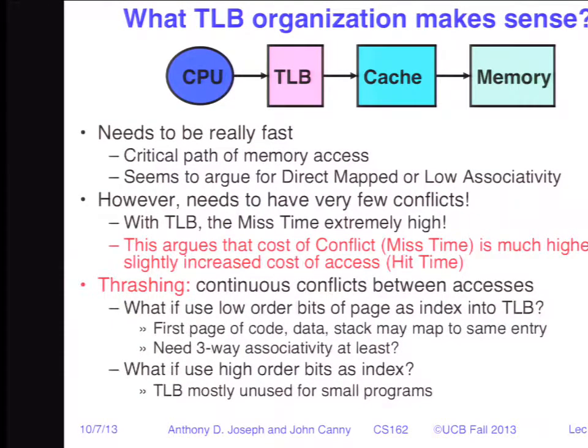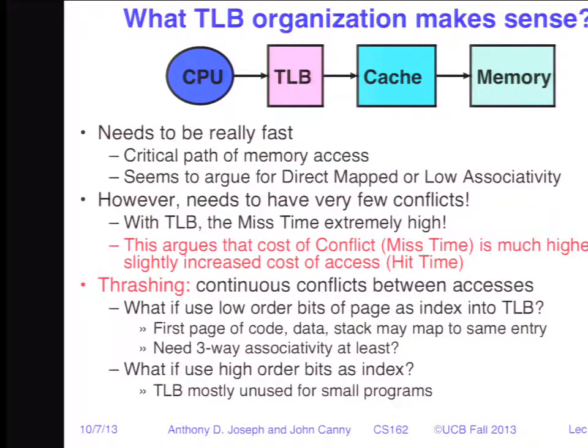So the problem that we can have is if we have to pick some bits to use as our index, right? So if we pick the low order bits to use as the index, then we'd have lots of collisions between the different regions of a program. The first page of code, first page of data, first page of the stack, and the second page of code, second page of data, second page of the stack would all collide. So we'd need to have at least three-way set associativity to make this work, and a good replacement policy to avoid conflicts.